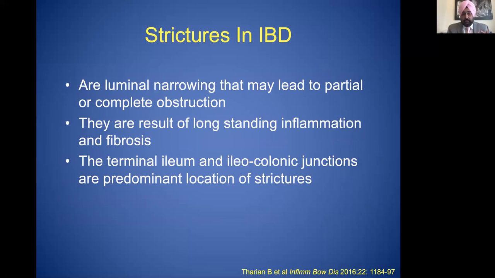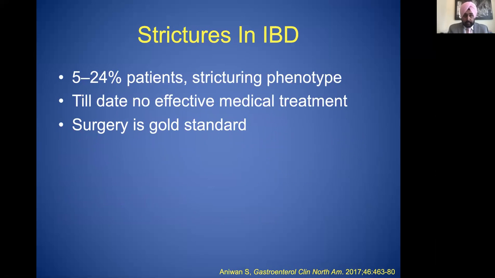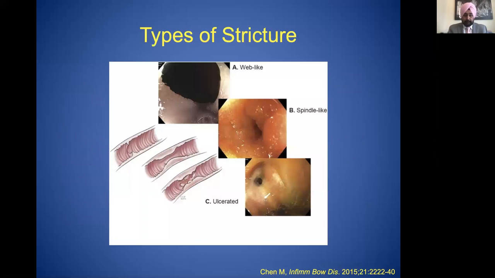So strictures are luminal narrowing that lead to partial or complete obstruction. They result from long-standing inflammation. Terminal ileum and ileocolonic junctions are the predominant location of strictures, followed by anastomosis. 5 to 24% of patients have stricturing phenotype. Till date, there is no effective medical therapy, and surgery has been the gold standard.